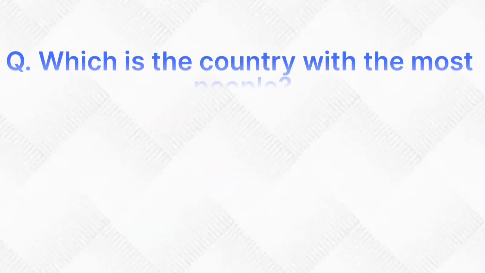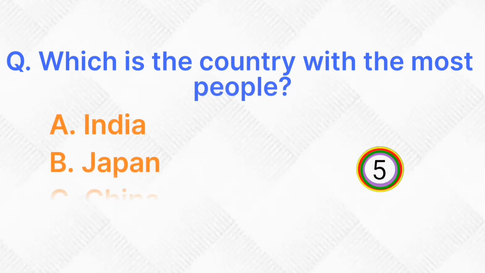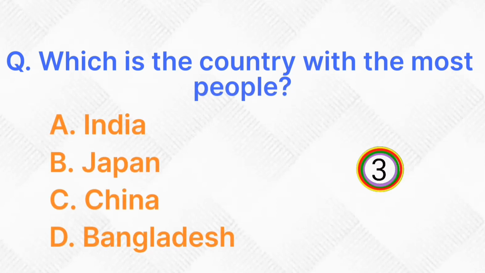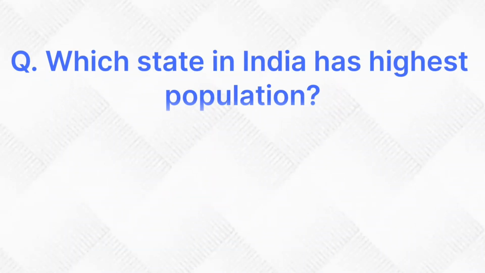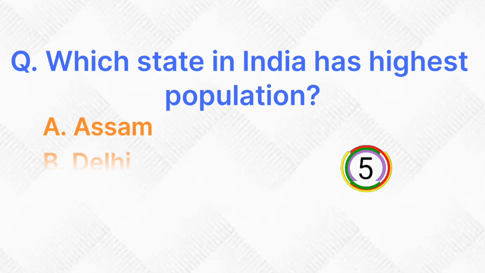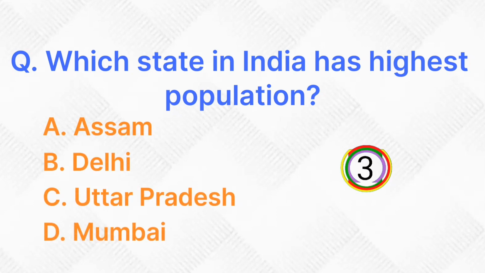Which is the country with the most people? Option C, China is the correct answer. Which state in India has the highest population? Option C, Uttar Pradesh, is the correct answer.